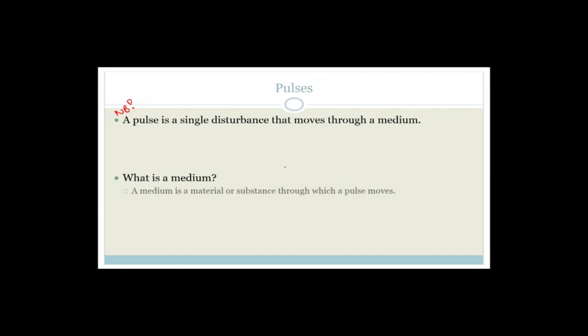Let's talk about what a medium is. A medium is a material or substance through which a pulse moves. The water would be an example of the material or substance that a water wave moves through. Or it could be moving through air, so it would be moving through the air particles. Or it could be moving along a string, like a guitar string or a violin string. The reason those things make noises and make music is because they are vibrating in waves. So a pulse is a single disturbance that moves through a medium.